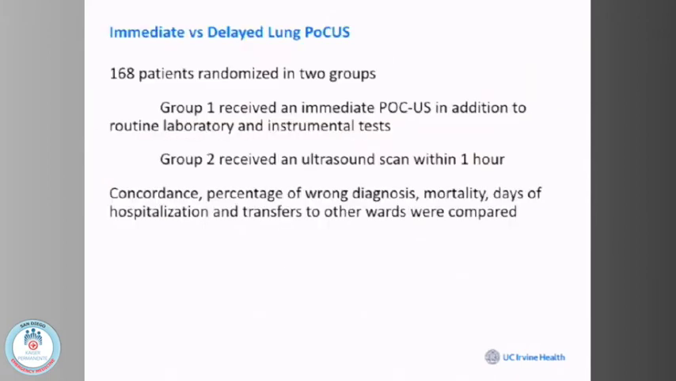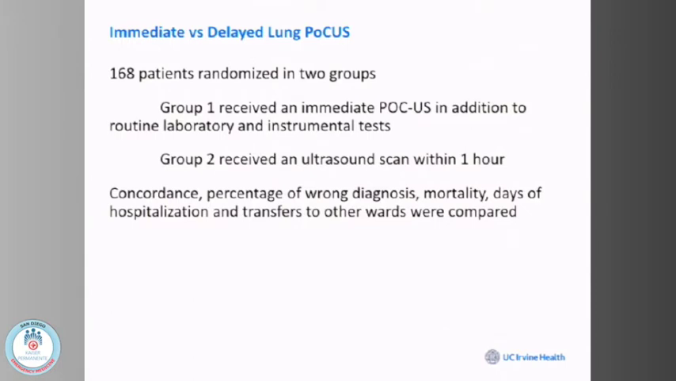This is kind of an interesting study. They took a bunch of patients who came in with shortness of breath, 168 patients. They had 2 groups. One of them got an immediate point-of-care ultrasound of the lungs, looking for B lines, pneumothorax and pneumonia. The other group, they delayed the ultrasound. They made them wait for 1 hour.